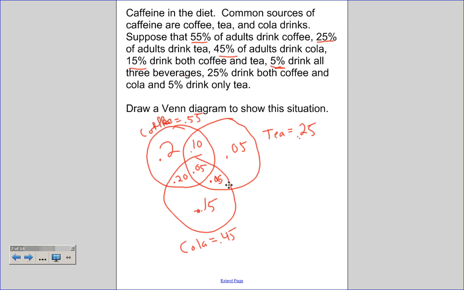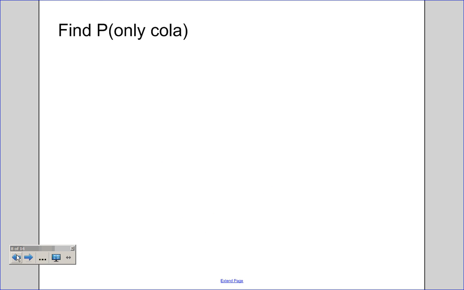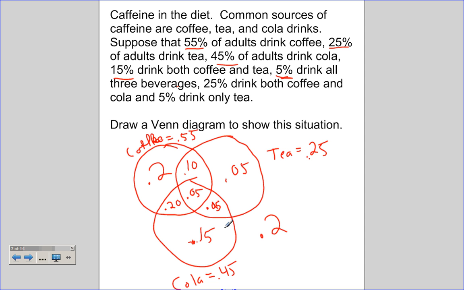So now we have to add up all of these numbers and subtract from 1 to see what's on the outside, people who don't drink any of it. So this is 0.2, 3, 4, 5, 6, 7, 8. So 1 minus 0.8 is going to be 0.2. So there's going to be 20% of the population who drink none of these three. So what's the probability of only cola? Only cola would just be 15%.